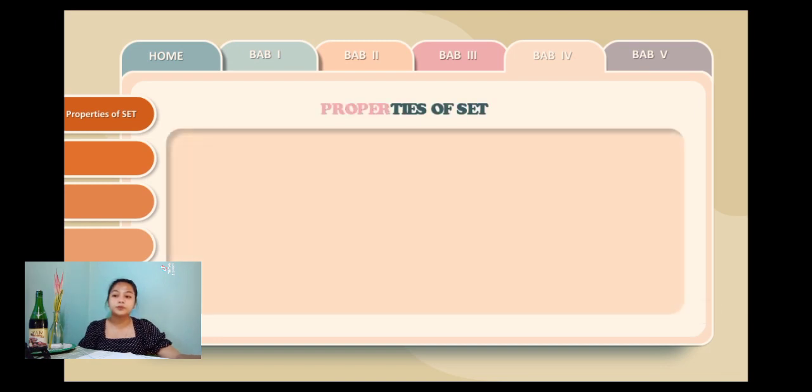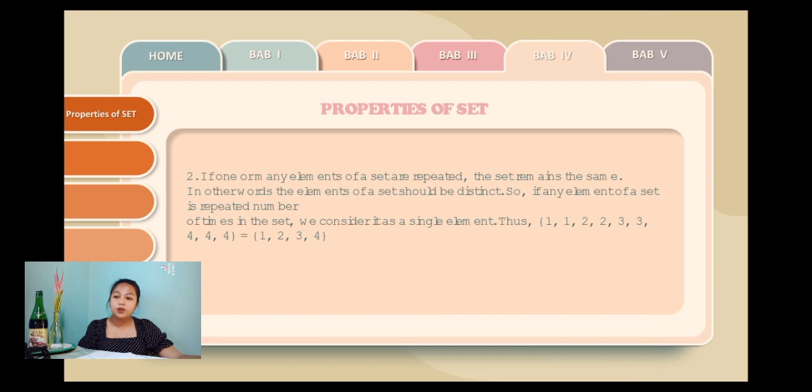Next is, if one of many elements of a set is repeated, the set remains the same. In other words, the elements of a set should be distinct, so if any element of a set is repeated a number of times, we consider it as a single element. So, for example, 1, 1, 2, 2, 3, 3, 4, 4, 4, 4. E di magiging na lamang siya 1, 2, 3, 4. Kasi yung mga repeated numbers ay pinagsama na lamang. Consider it as a single element.